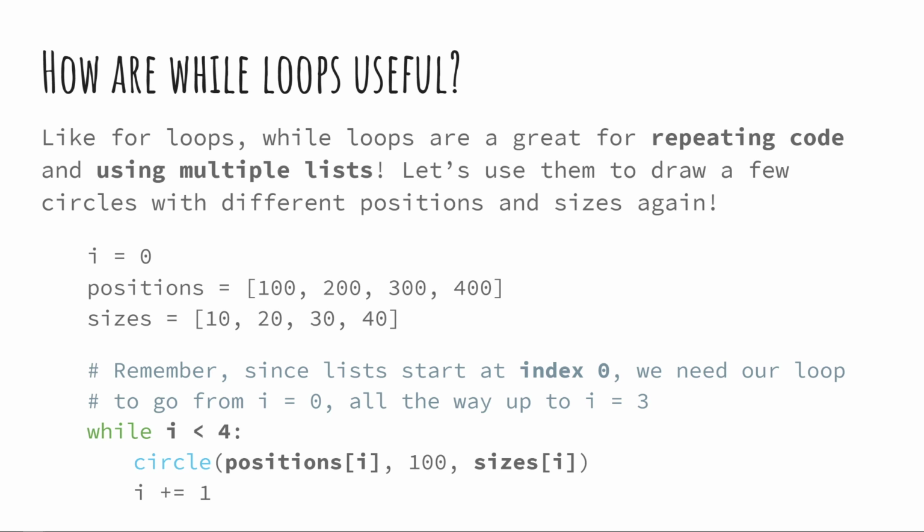Like for loops, while loops are a great way to repeat code using multiple lists in exactly the same way. So we can take our same code from earlier that drew just some circles at various positions and change that to use a while loop instead of the for loop. Which, you know, sometimes just makes more sense conceptually. There's not a particular reason why a while loop would be preferable there, but I will show you what that looks like here, just so that we can all see what that would do.